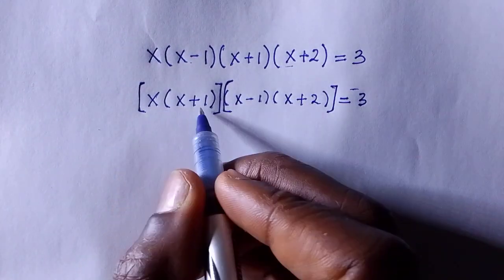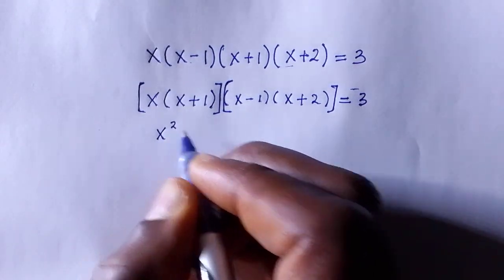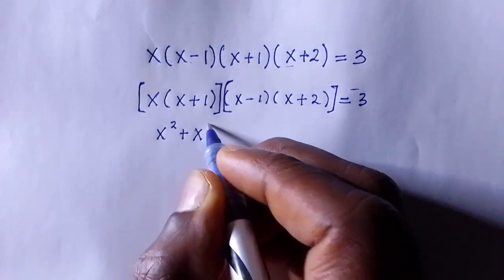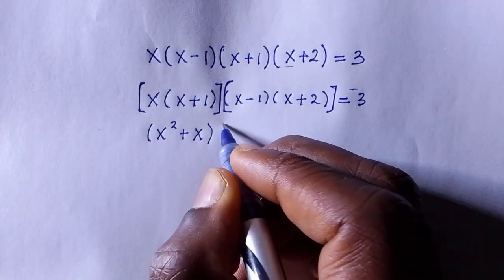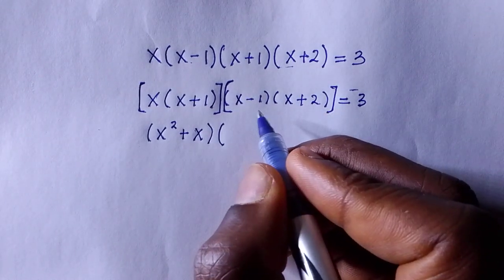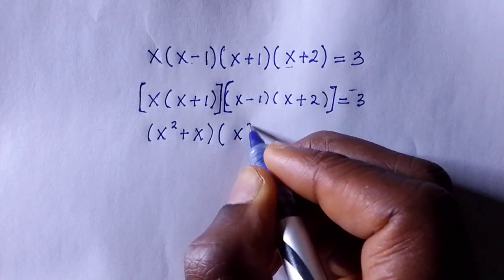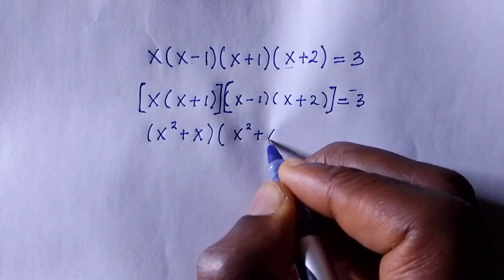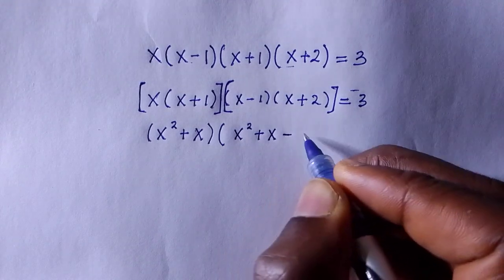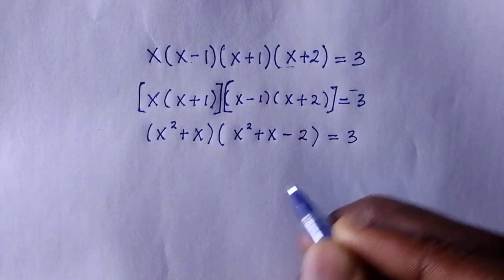Then we multiply this out as x multiplied by x, that is x squared, plus x times 1, we have x. This is in an open bracket. So when we expand this out as well as we did to this, all we get here is x squared + x. Then we have this as minus 2 equals 3.